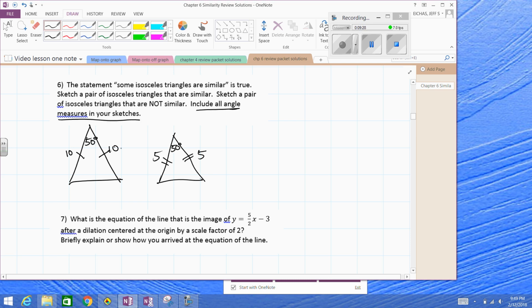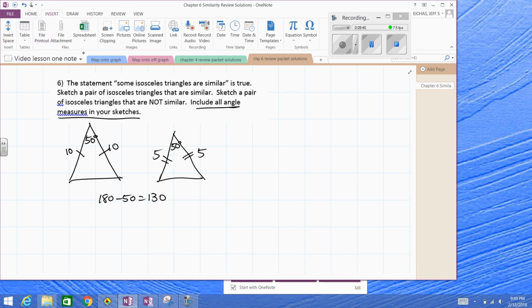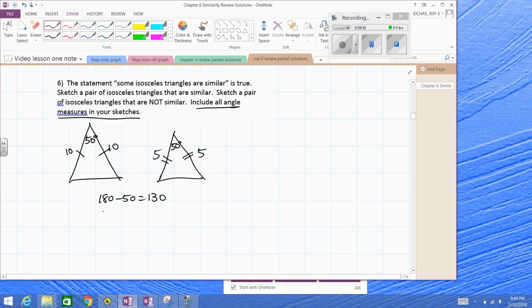Okay, so if I do this, I want to be careful here. 180 minus 50 is 130, and then 130 divided by 2 equals 65. So for me to do this, I've got to include the angle measures. I didn't have to include the sides, and you definitely don't want to put this side in because you could be wrong, and then we have to take off for it. So good enough. Those are similar. They're not congruent.